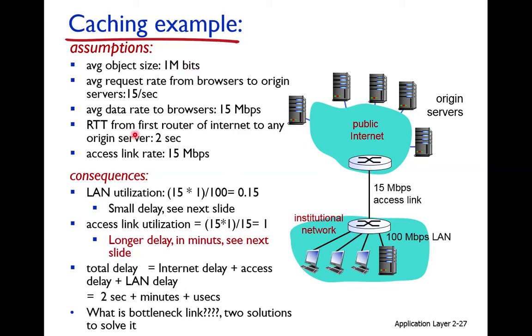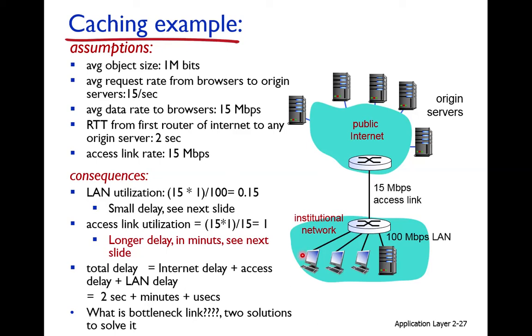Suppose the RTT is the round trip time from this internet router to the origin server, because the client will send the request from here to this gateway. This gateway will send the request from this router to this router. This is the access link delay.